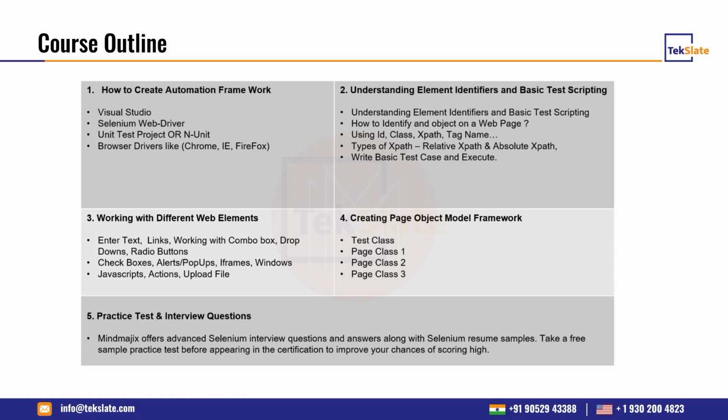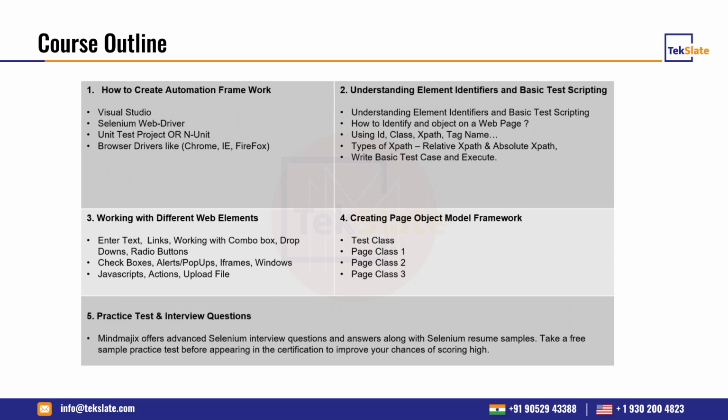To do that process, we need to first identify the elements. Then we can do some action on those particular elements. So how are we going to find the elements? There are different ways of identifying the elements, like ID, class, XPath, tag name, CSS selectors. There are a lot of them. So we are going to work on how we are going to identify the elements.